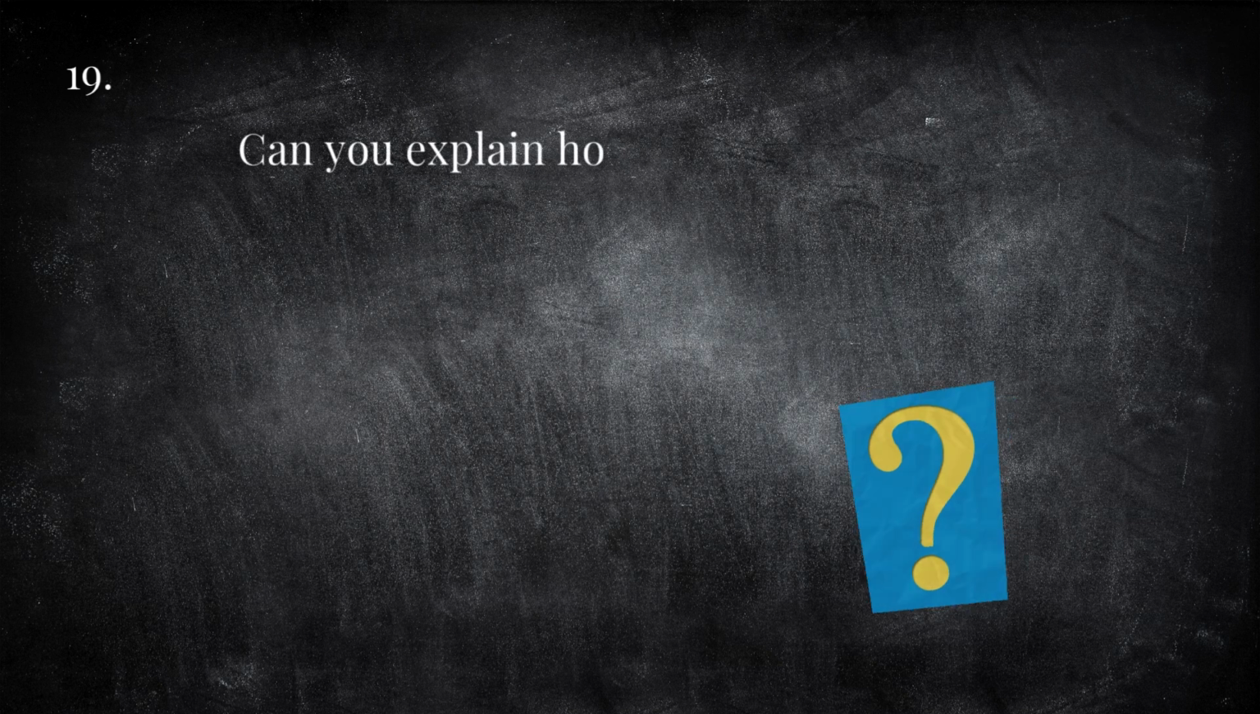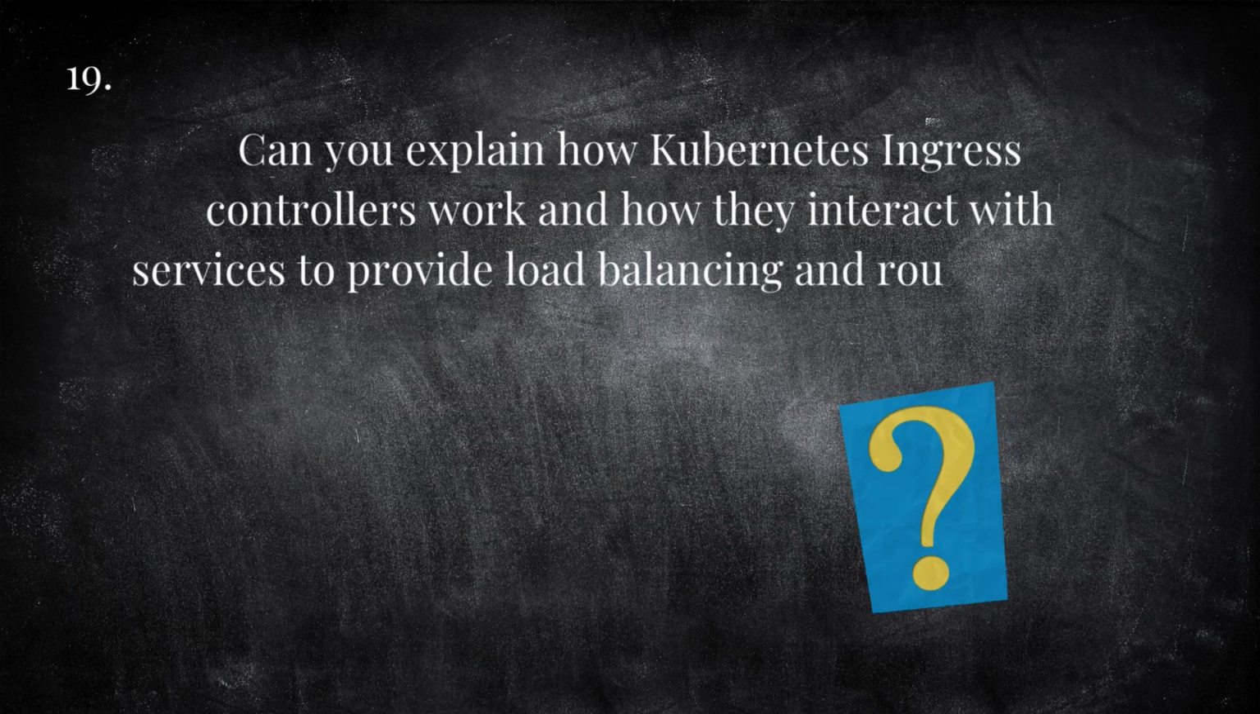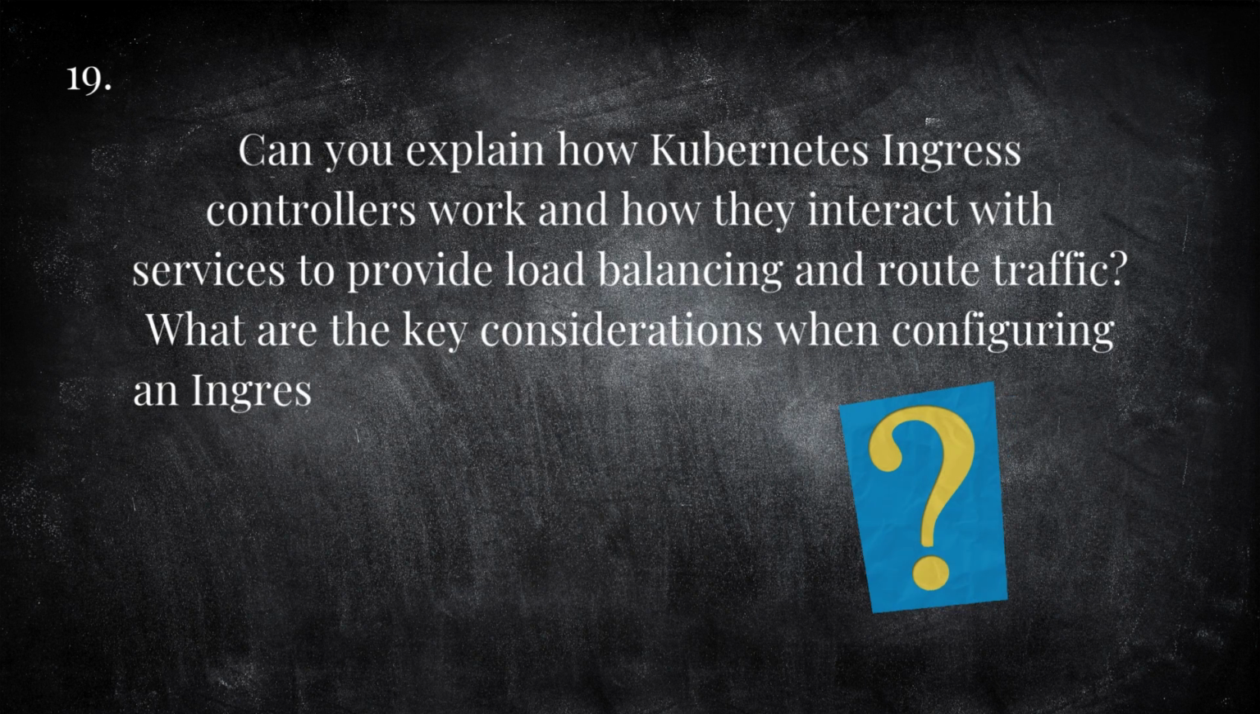Question 19. Can you explain how Kubernetes ingress controllers work and how they interact with services to provide load balancing and route traffic? What are the considerations you always have in mind when configuring an ingress controller for production environments?